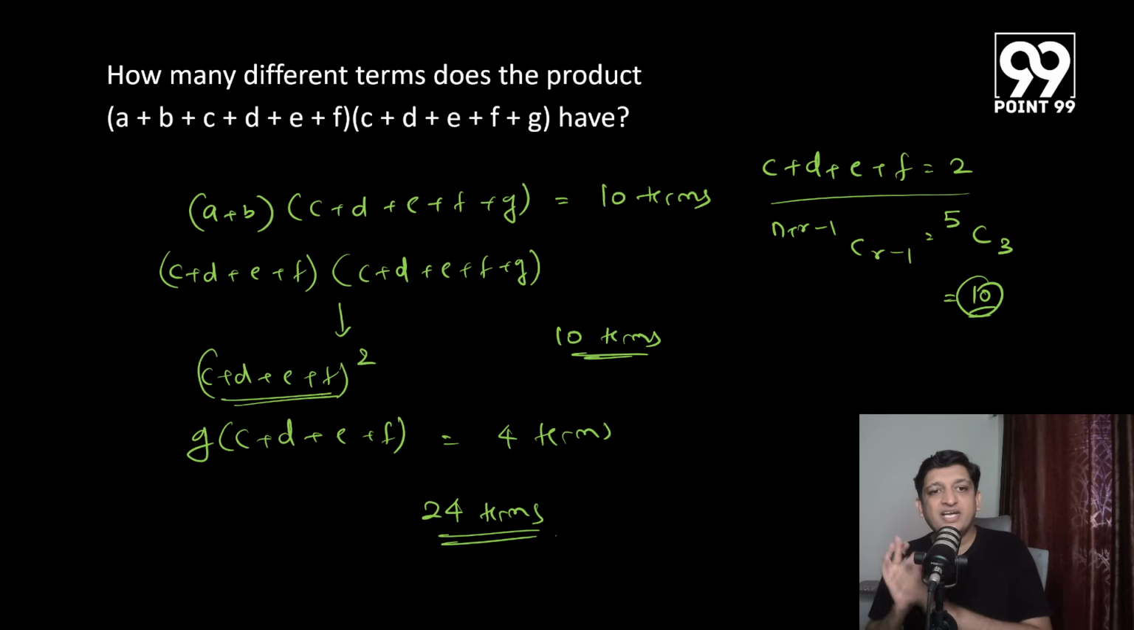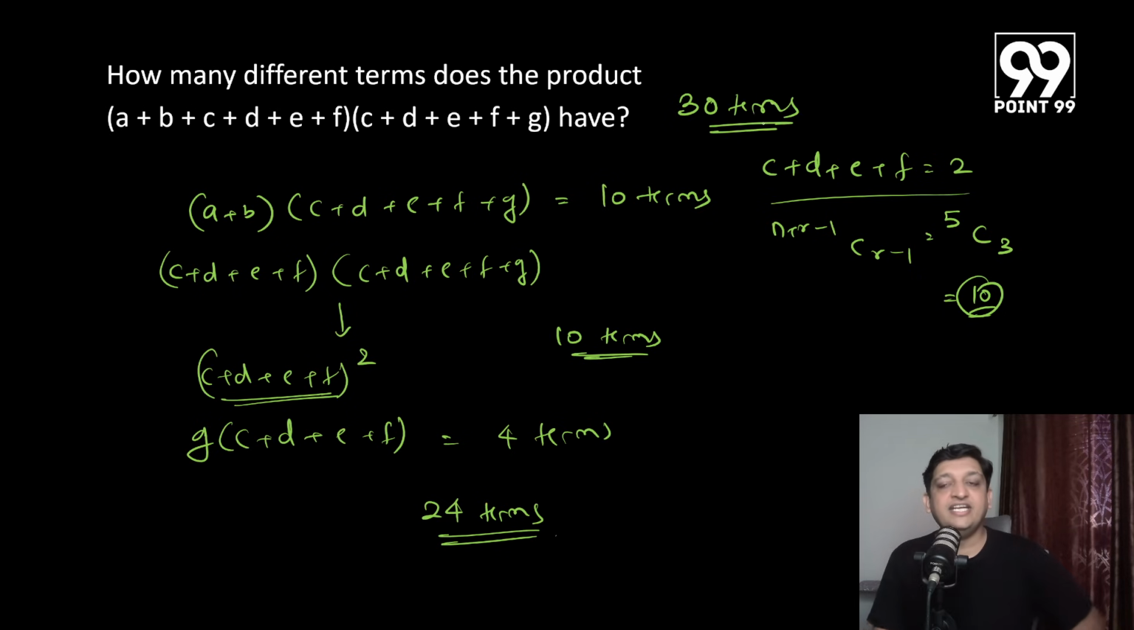You can also figure it out in a simpler manner by just saying that, okay, if there were 6 terms in the first bracket and 5 terms in the second bracket, we should have had a cumulative of 30 terms. But because C, D, E, F and C, D, E, F are giving us a certain number of terms instead of the 16 terms that they would have given. So that is basically the backlog.